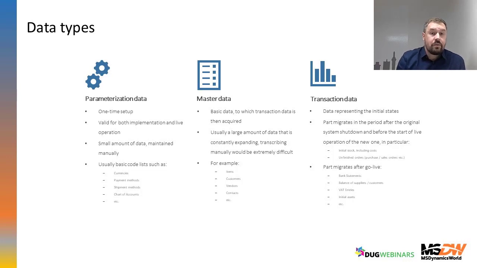This is a small amount of data which usually is not moved technically with some special tools, but can usually be set up manually for the first time, and then, for example, only copied from the test environment to the future production environment. So this is this type of data. Somebody has to care about this data, but it's not real migration. Real migration is migration of master data and transaction data.